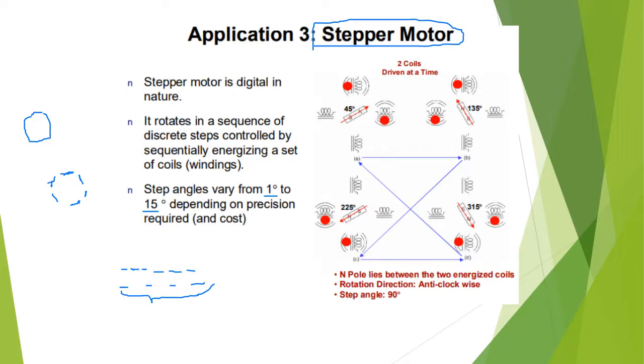So this is a stepper motor. It doesn't rotate or move continuously. It moves in steps, a sequence of discrete steps, because they are not continuous. Is it okay? Do you understand it? Steps. So this stepper motor idea is okay.